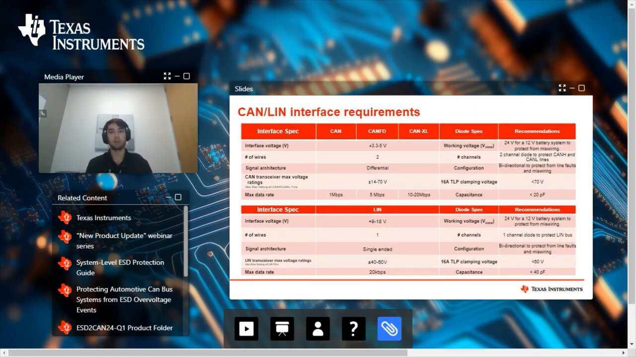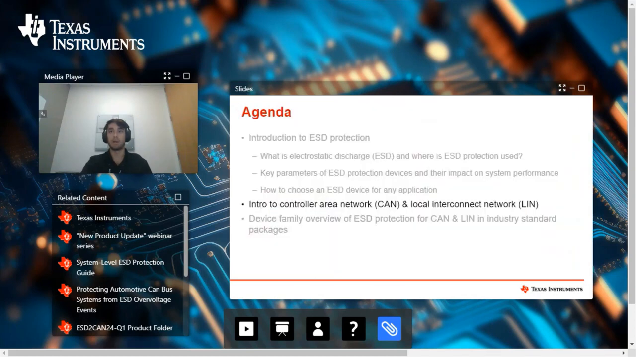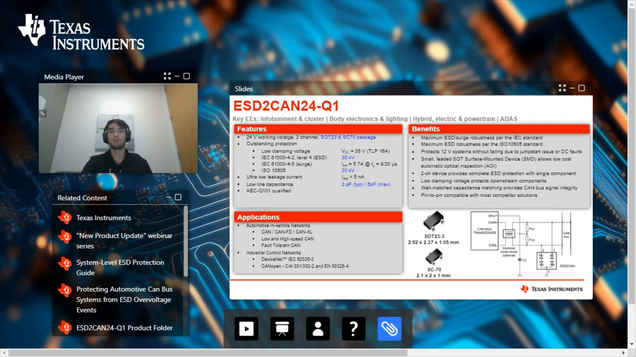So here's a summary of the CAN and LIN interface requirements that we've been talking about. And just note here, the clamping and capacitance, this is a general recommendation. Again, always take a look at the CAN and LIN transceiver you're using. And for capacitance, just a general recommendation, you could probably get away with a little bit higher capacitance. But all our ESD solutions are going to be much lower capacitance here. So designers will have plenty of extra room in their capacitance budget.